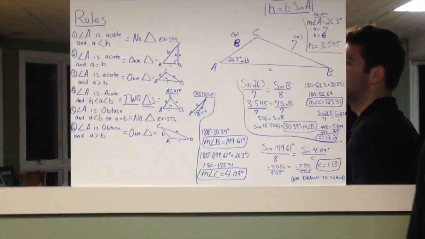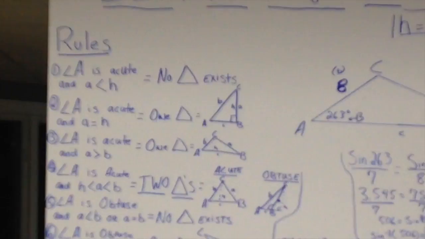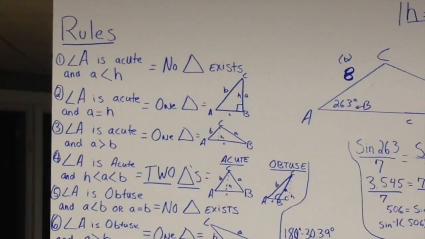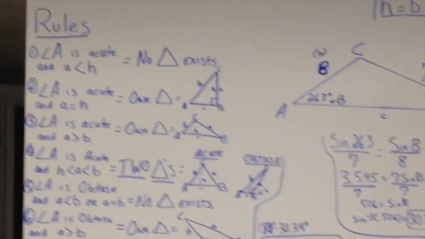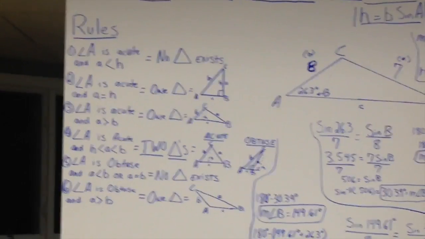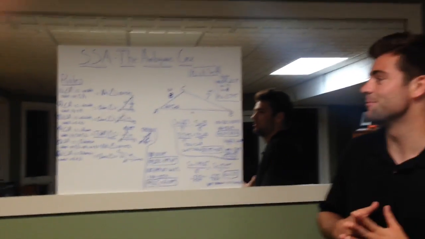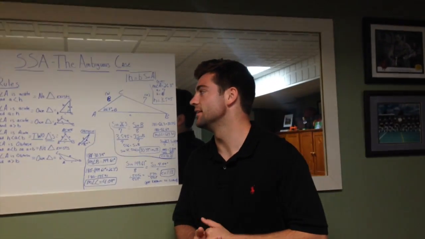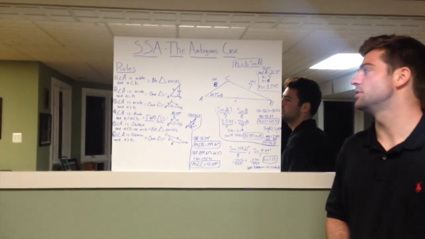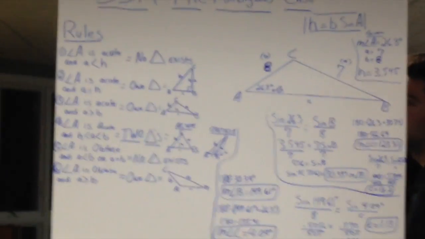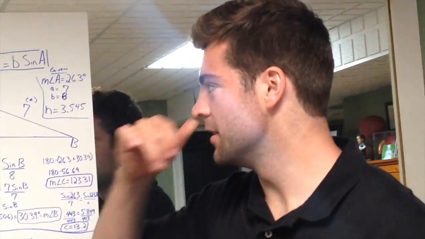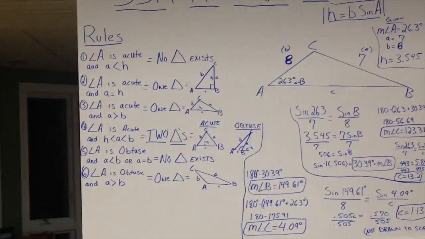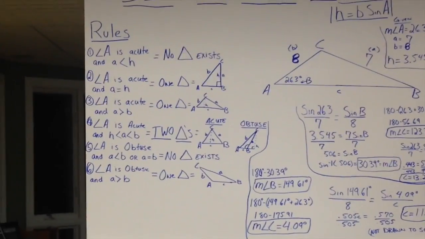The first rule is if angle A is acute and the side length A is less than the height of the triangle, that means there's going to be no triangle. It doesn't exist. It just proportionally won't work out. Rule 2 is if angle A is acute and A is equal to the height, one triangle exists. This is a right triangle, like the 45-45-90 triangle. Everyone's familiar with that.